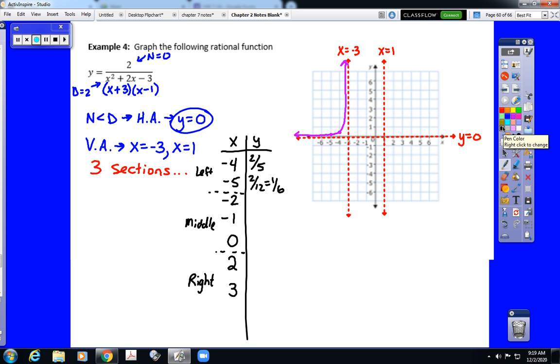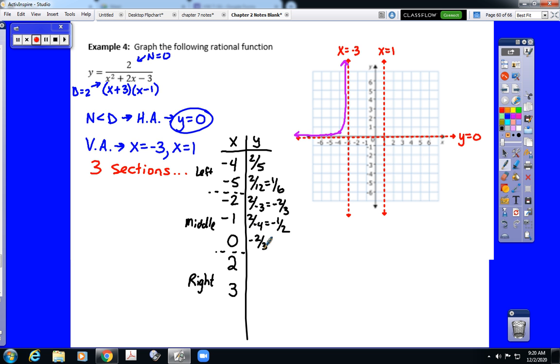In the middle, when we plug negative 2 in up here, we get 4, minus 3, which is negative 3. So that's 2 over negative 3, or negative 2/3. When we plug in negative 1, that's 1. Minus 2 would be negative 1. Minus 3 would be negative 4. So 2 over negative 4, which is negative 1/2. Plug in 0, and we get negative 2/3.